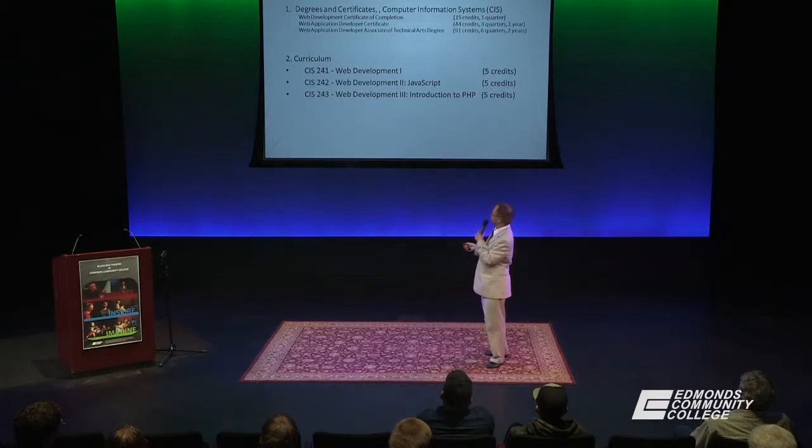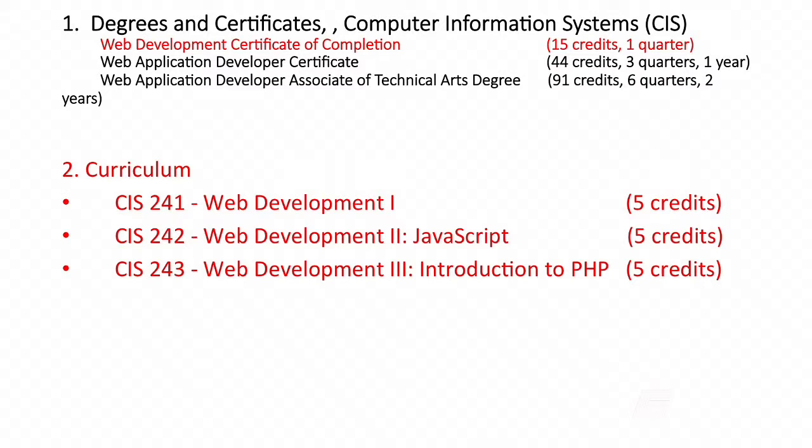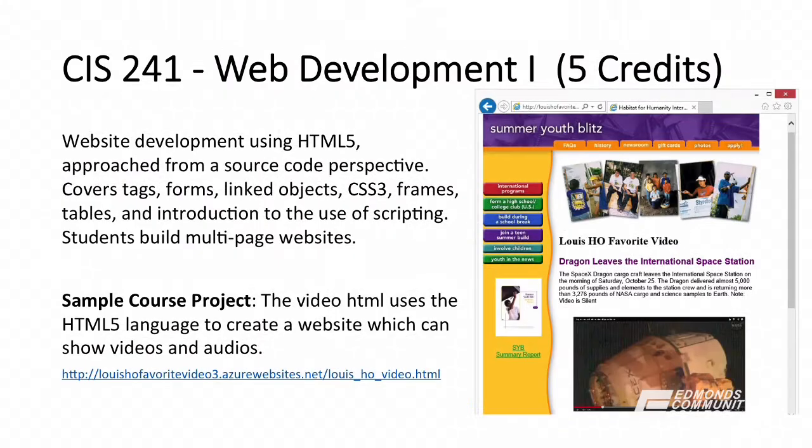Okay, so now the first degree we have is what we call the COC. Now COC for web development, as well as other departments like internet or security, is usually 3 courses or 15 credits. And the first one is CIS 241. It is in sequence. Let me go to the next slide and tell you what you will learn and what you can do after taking CIS 241.